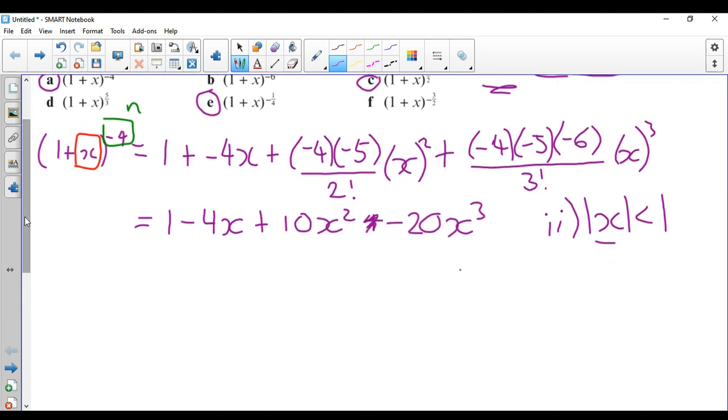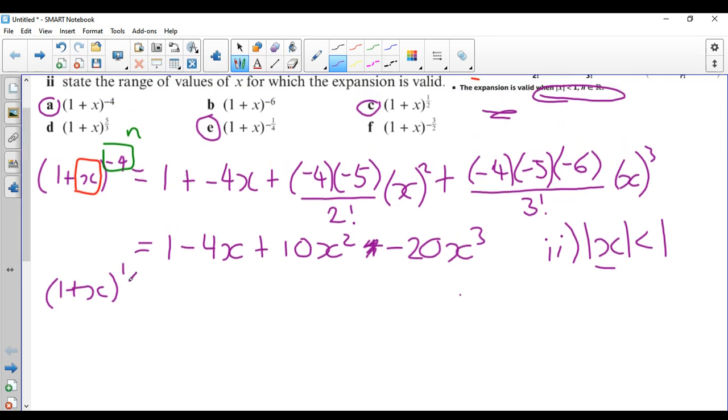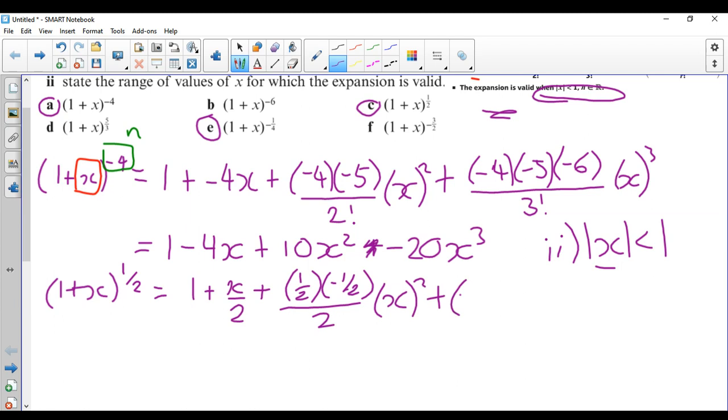Right. So I've got 1 plus x to the, what was this one? A half. Okay, so if I work with that, it's 1 plus x over 2. You can write a half x or x over 2, that's up to you. A half take 1 is minus a half over 2. I'm just going to put 2 factorial is the same as 2, x squared plus a half, minus a half, and take another one off is minus 3 over 2.